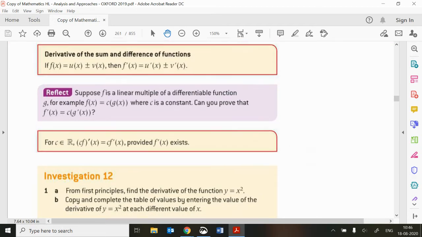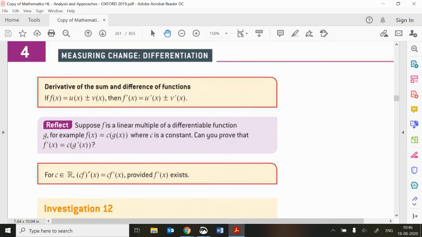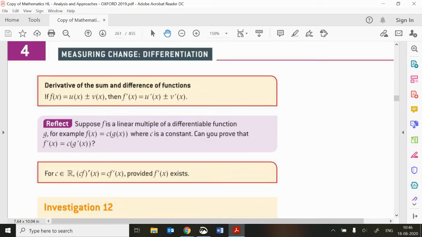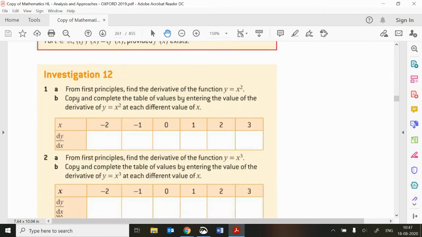Okay, and there's another one here, just an extension to that. It's just saying, well, look, if we have a linear multiple of a differentiable function, likewise, we can take out the c in that case as well. So, if we know how to differentiate x to the power of 5, this little addition here is just saying, well, therefore we can differentiate x to the power of 5 and then times that by c as well. That's what they're coming up with here. It's just a little extension there. I'm not going to go into that.